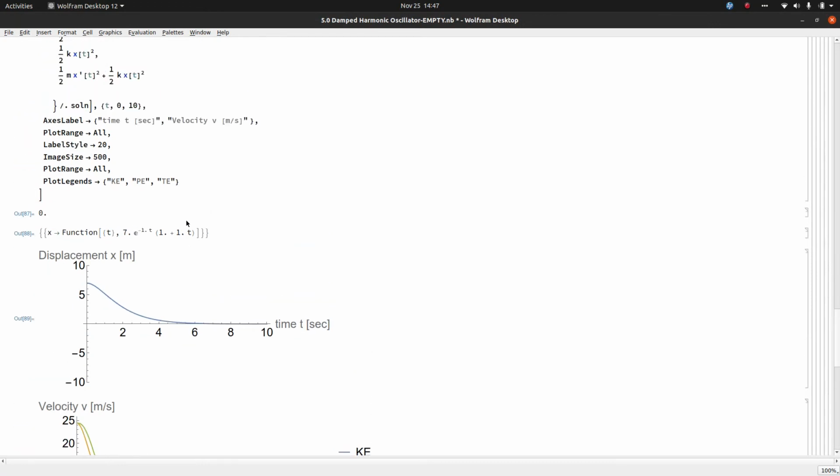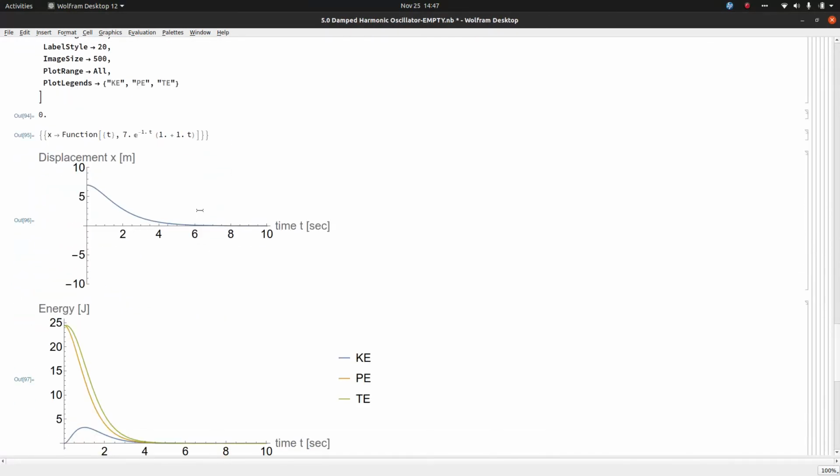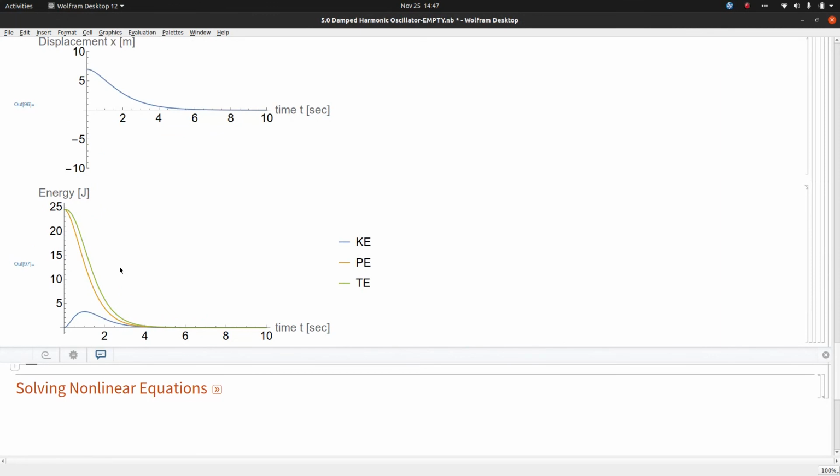And you can see, that was an error in the last video. I never corrected that. That should be energy. And that should be in joules. And we can see how our energy changes over time. You can see the total energy is just the sum of the two. And the kinetic energy, potential energy, and total energy all just decay at long time until the oscillator no longer has any energy and is just restored to its equilibrium position.